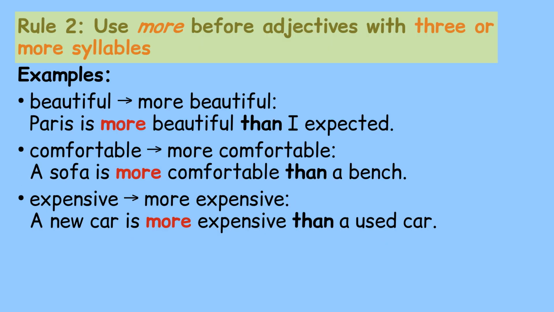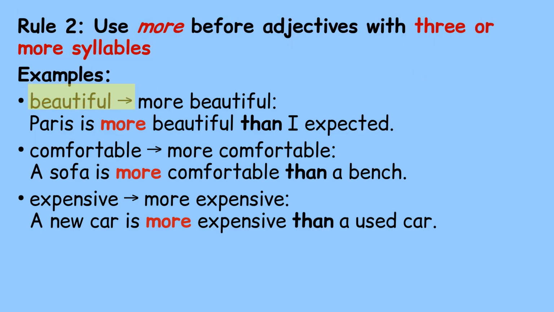Rule 2. Use more before adjectives with 3 or more syllables. Beautiful, more beautiful. Paris is more beautiful than I expected. Comfortable, more comfortable. A sofa is more comfortable than a bench. Expensive, more expensive. A new car is more expensive than a used car.